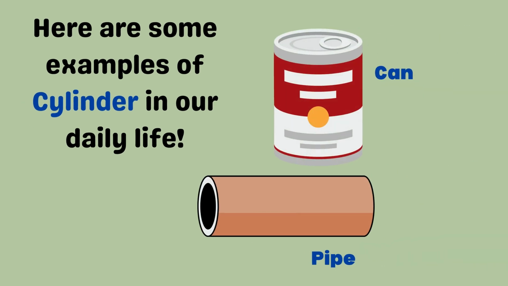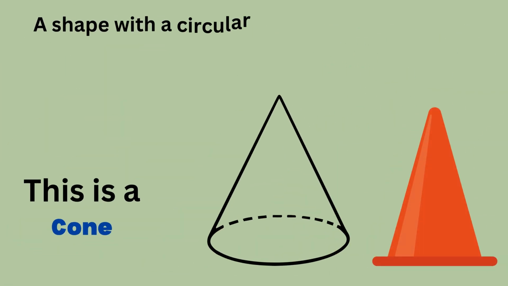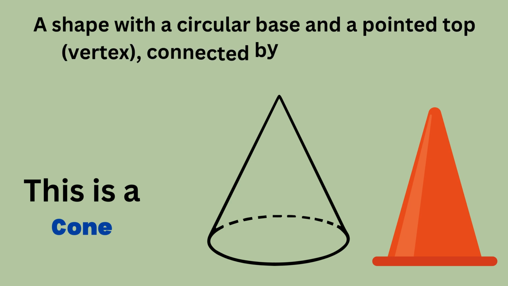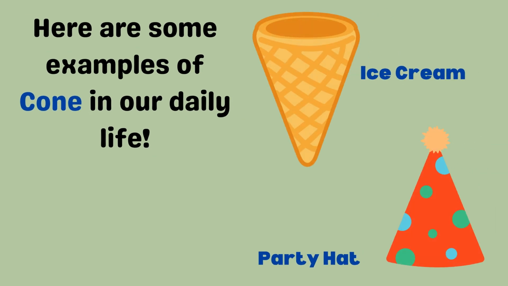Here are some examples of cylinder in our daily life. Can, pipe. This is a cone, a shape with a circular base and a pointed top, the vertex, connected by a curved surface.